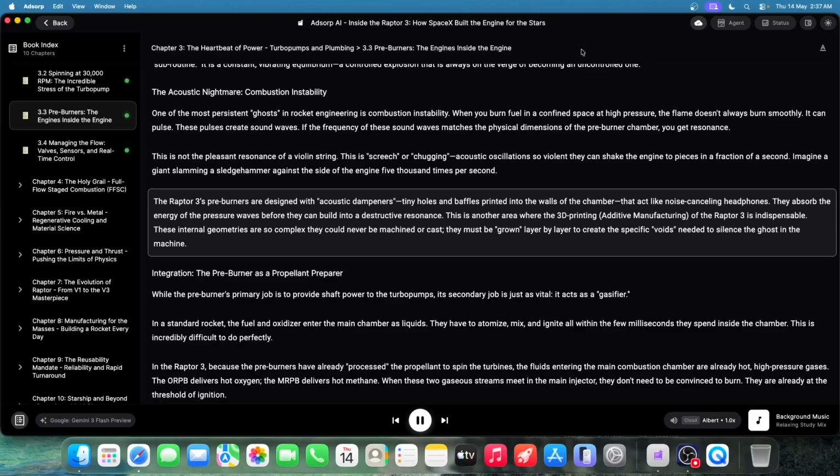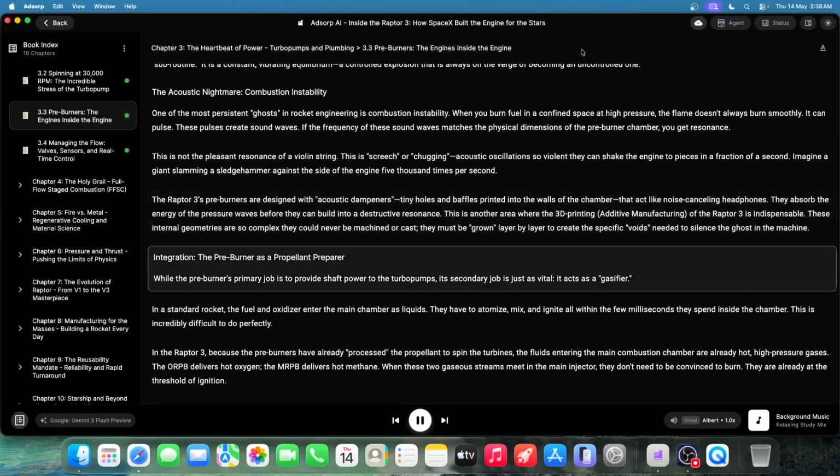They absorb the energy of the pressure waves before they can build into a destructive resonance. This is another area where the 3D printing, or additive manufacturing, of the Raptor 3 is indispensable. These internal geometries are so complex they could never be machined or cast. They must be grown layer by layer to create the specific voids needed to silence the ghost in the machine.